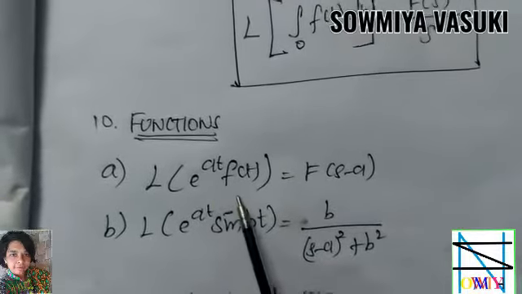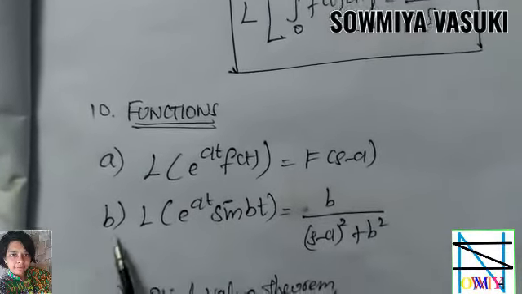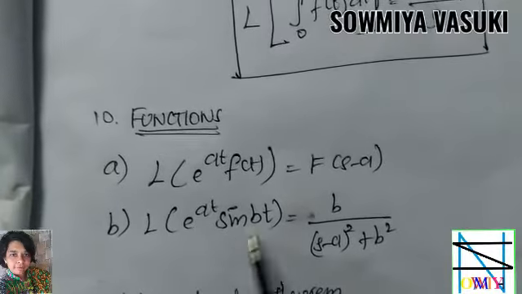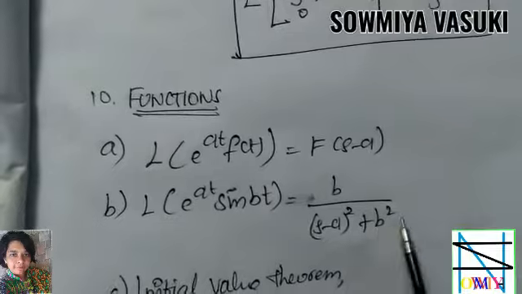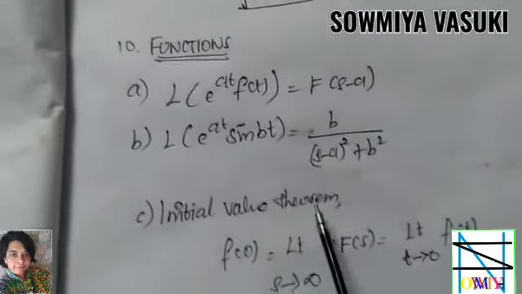So next, other functions. L of e^(at) f(t) is equal to F(s minus a). L of e^(at) sin bt is equal to b divided by (s minus a) the whole squared plus b squared.